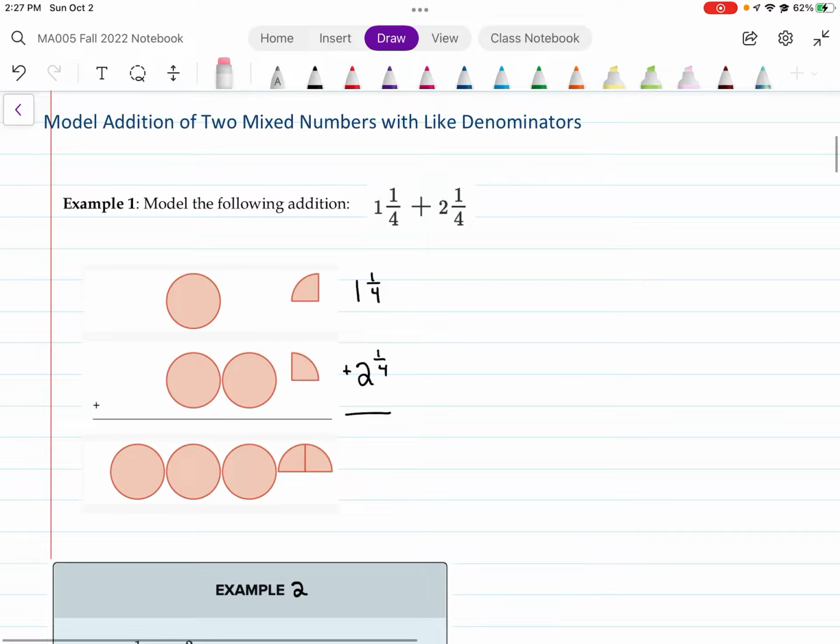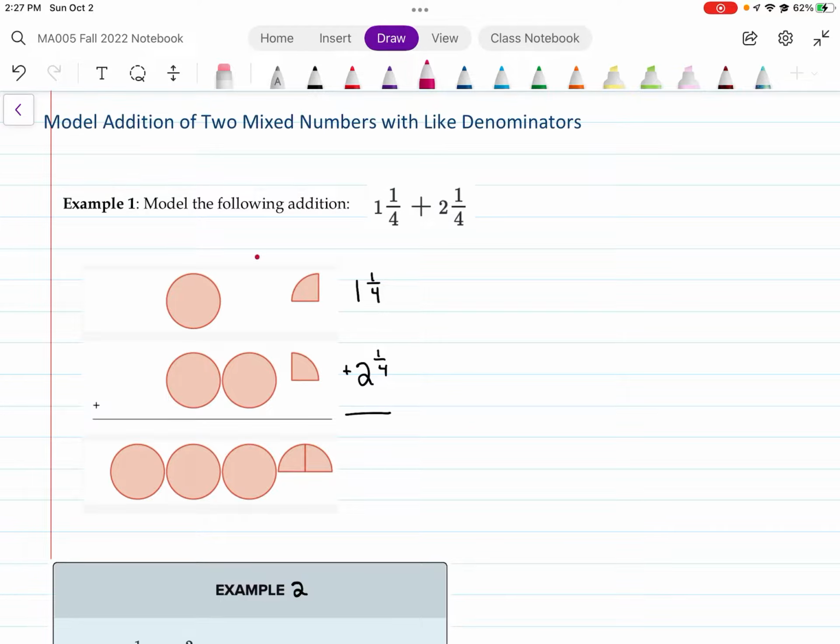So we're going to start with modeling addition of two mixed numbers that have like denominators. All we're going to do is models for the first 4 examples, I think. After that, we won't be using models anymore. So make sure you can make sense of these models.